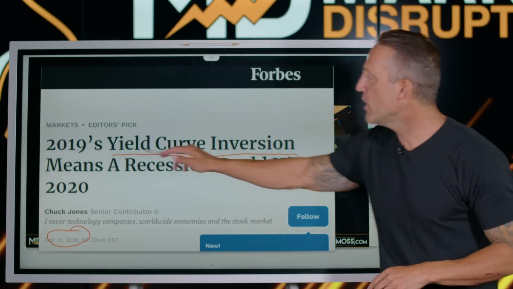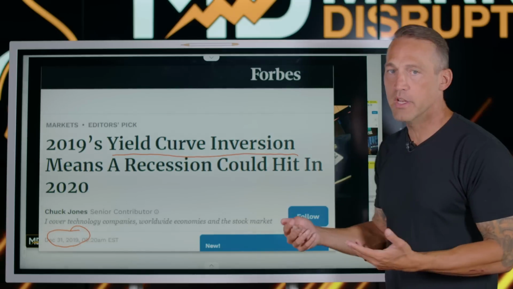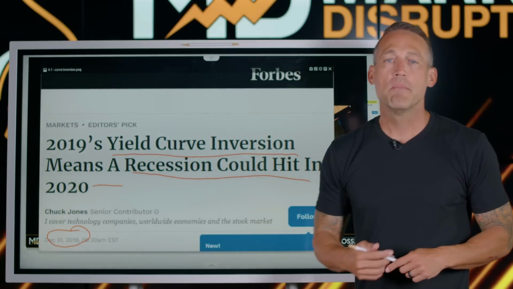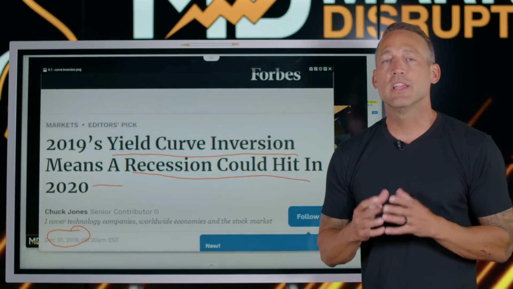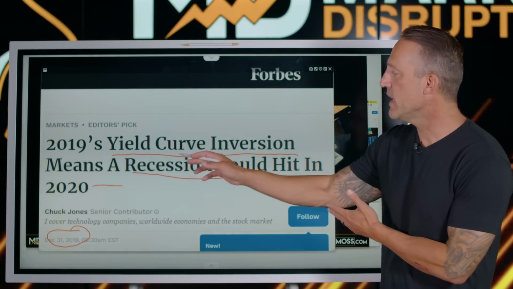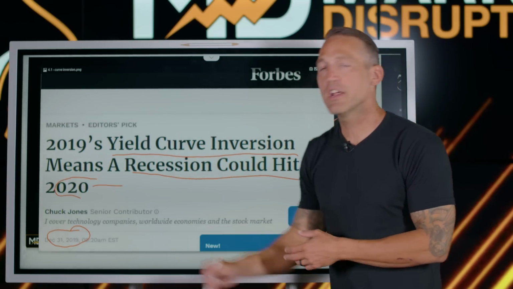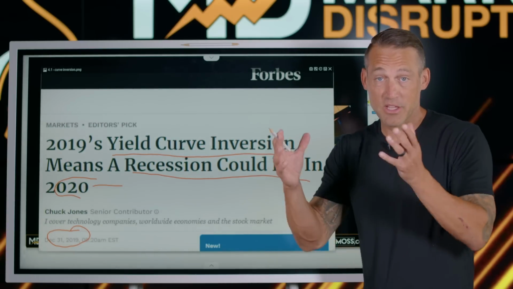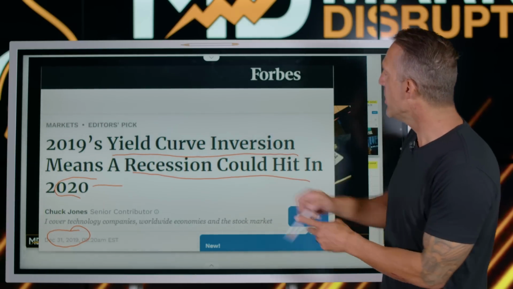All right, so in 2019, the yield curve inverted, and that means that a recession would hit in 2020. When the yield curve inverts, it tells us a recession is coming. So it happened in 2019. We knew that a recession was going to come in 2020. It was a black swan event with the pandemic and the lockdown of the economy, but we already knew the recession was coming.